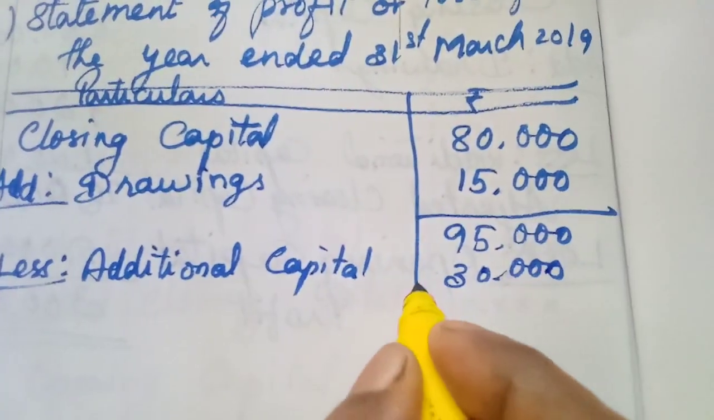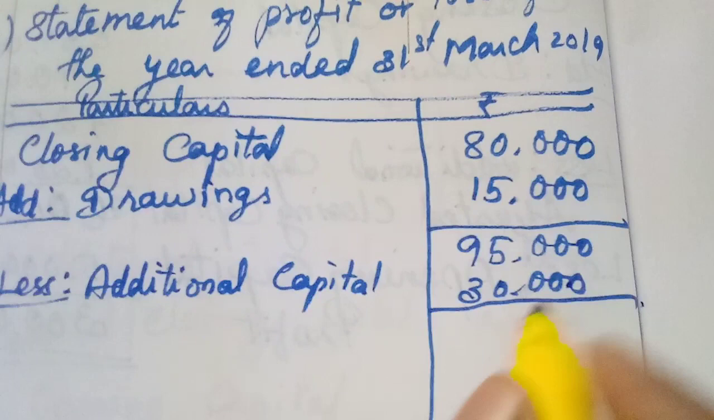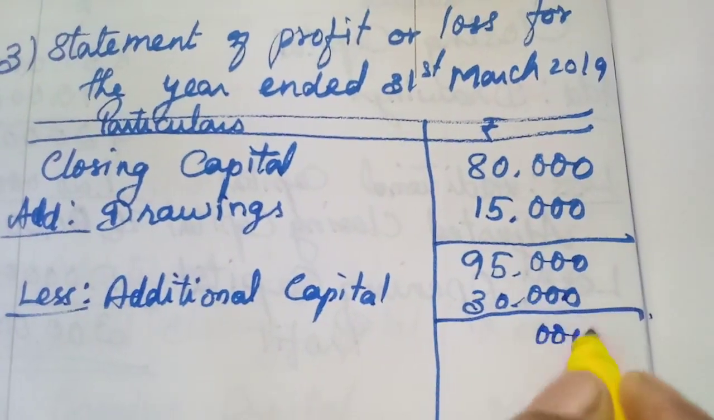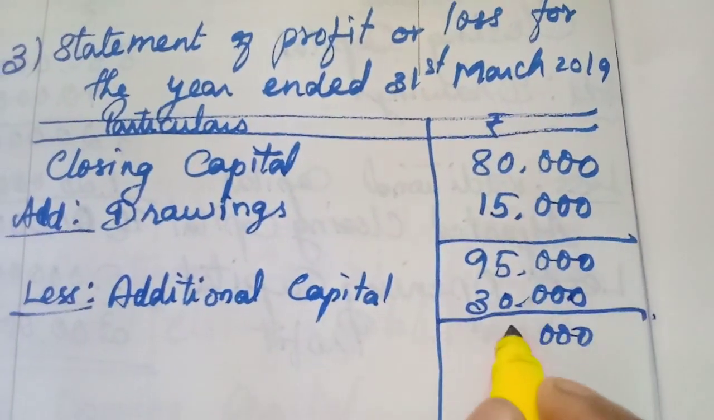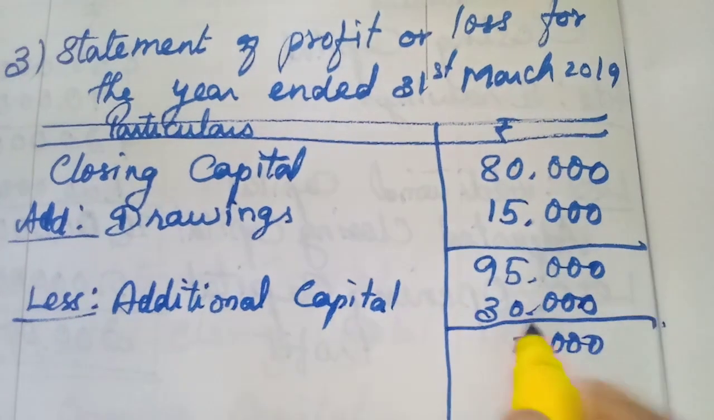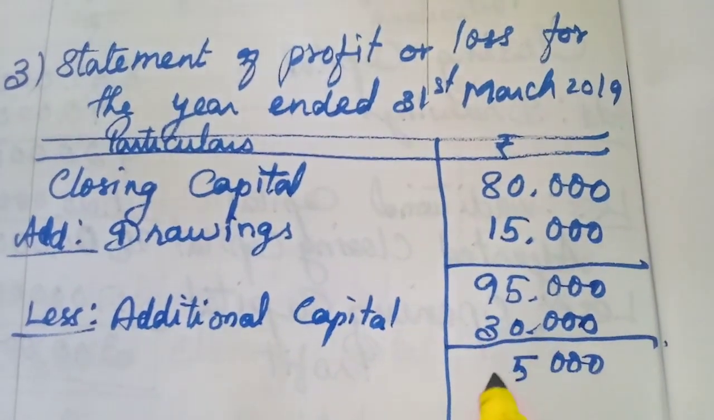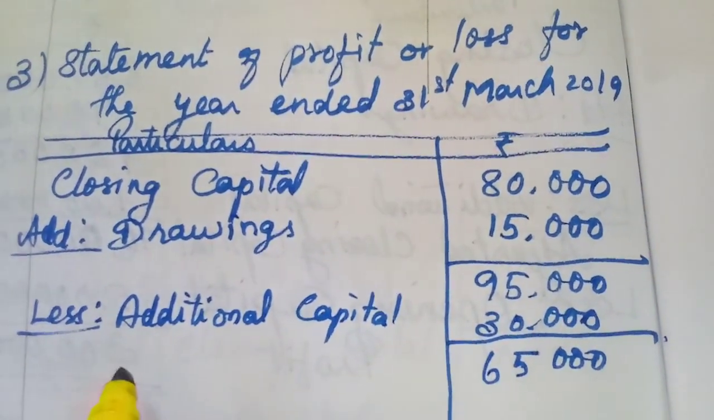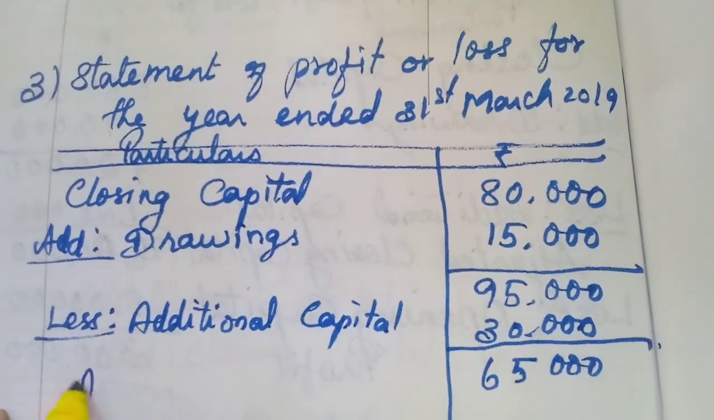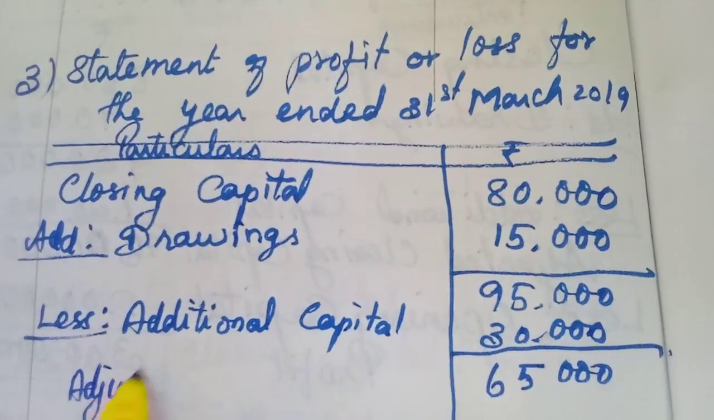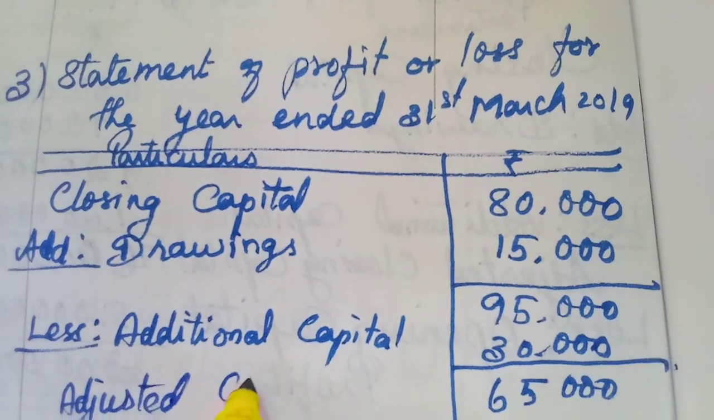When you write the amount, write correctly. Then draw a line and add and deduct and write. Okay. Less additional capital: 95,000 minus 30,000, so 65,000 is the adjusted closing capital.